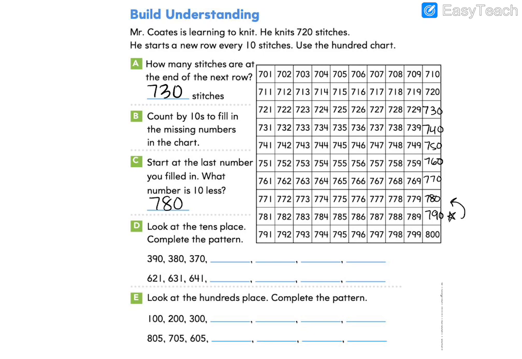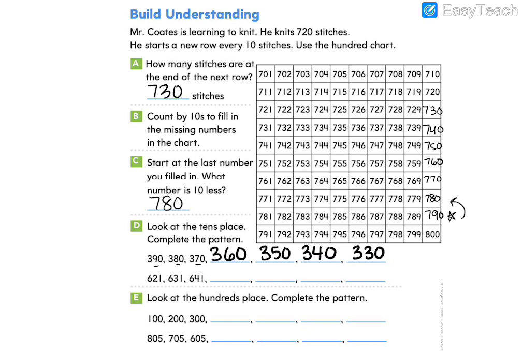Now for letter D, you're going to complete the pattern by looking at the tens place. 390, 380, 370. Well, what's happening to our tens place? Each time it's getting one less. So our next would be 360, 350, 340, and 330.